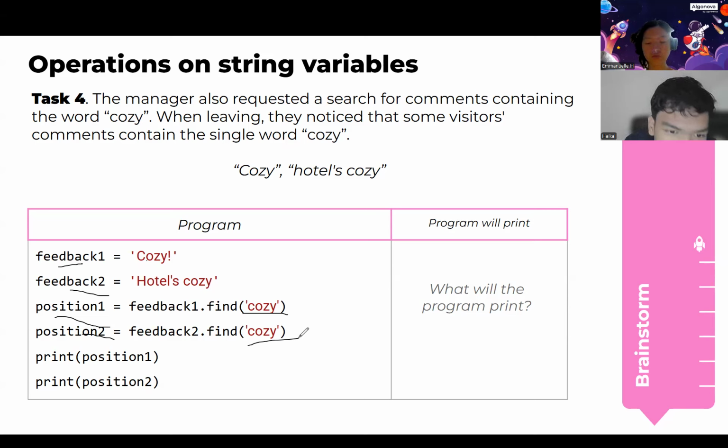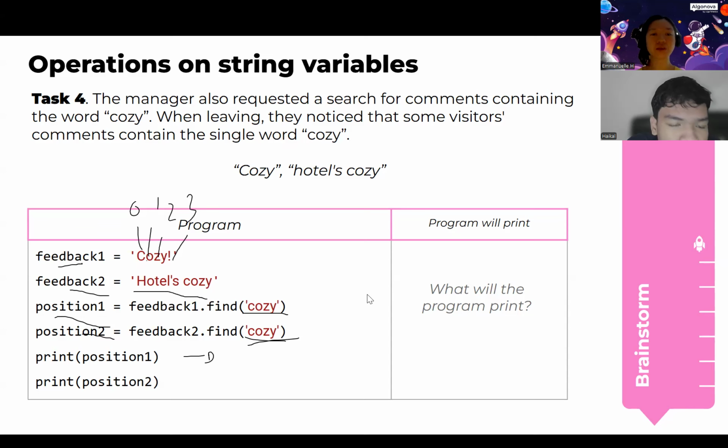Cozy. I guess 1. Which one? For position 1? No, we start with 0, right? We always start with index 0. 0, 1, 2, and 3. And how about position 2? I think also 1. Yeah, in feedback 2.